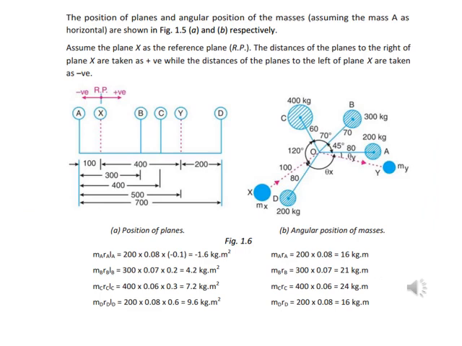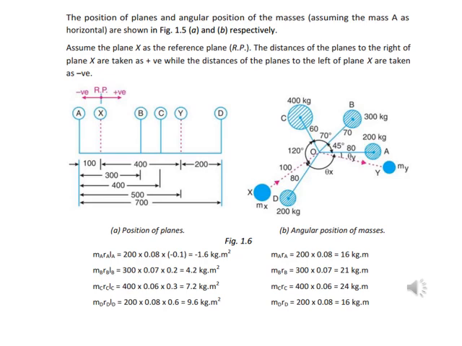You can also draw the position of planes. This position diagram helps you to understand the masses' distances. You have to determine the position of the planes. If you are not sure of the distance between planes, you can write down the position of planes first, then the table, or write down the table and then the position of planes. The position of planes depends on the reference plane, which is the X plane, and then towards A, B, C, Y, D plane. So this one gives you the distances.